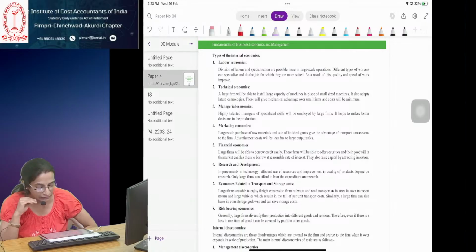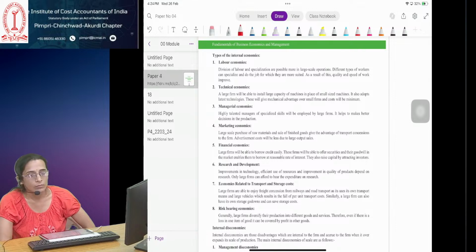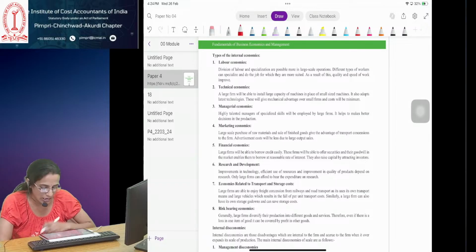Now what they are saying, technical economies. If it is a large scale of production, it has to invest in machinery also on a large scale, right? So small machineries will not be useful. When they are investing in the technology, large scale machinery, ultimately what will happen? More machinery is increased, cost of production will reduce, and more productivity and efficiency will come into place, right? Same thing they are saying.